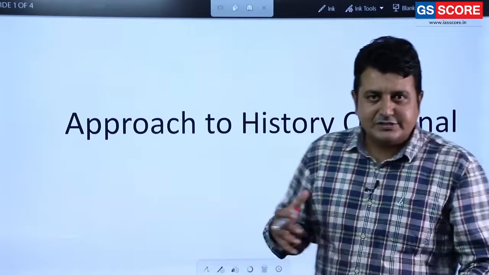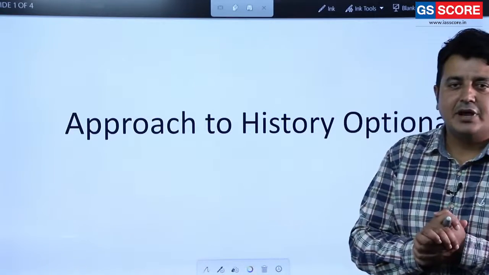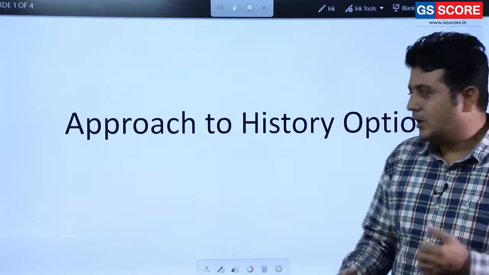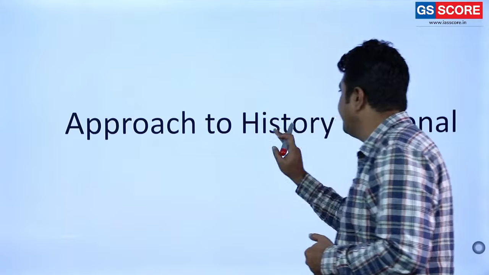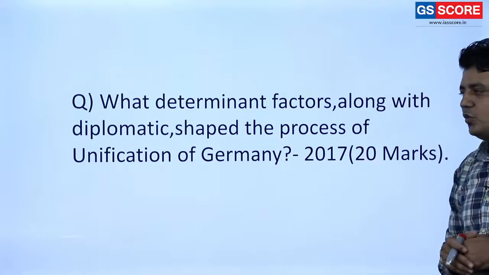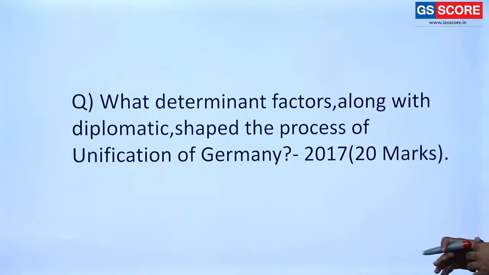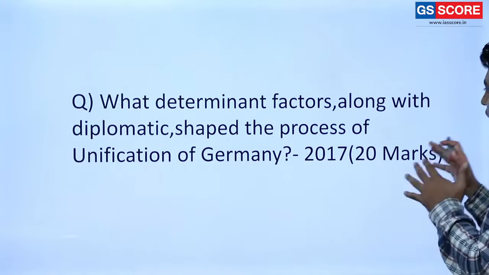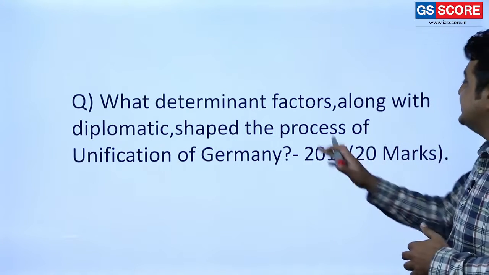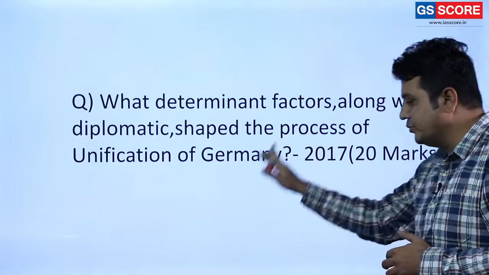Before we start, I just want to introduce myself. My name is Harshvardhan Singh, and now we are going to discuss the question. The question was asked in 2017 for 20 marks. The question was: what determinant factors, along with the diplomatic, shaped the process of unification of Germany?